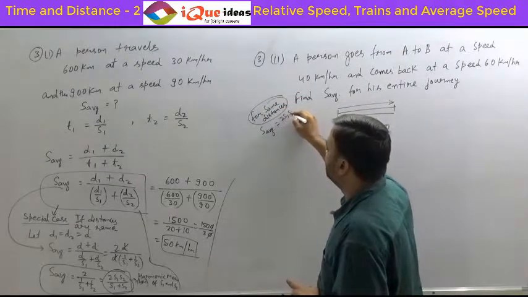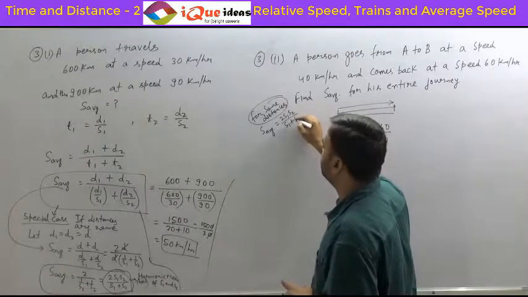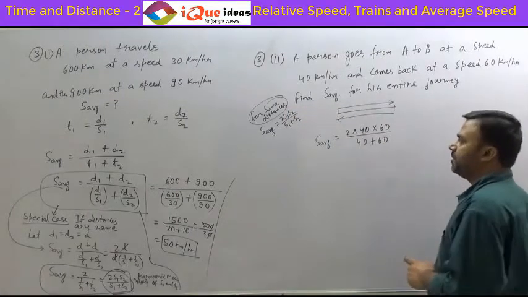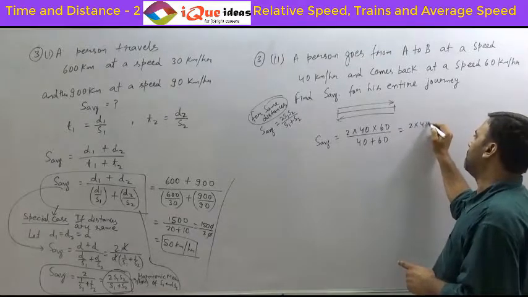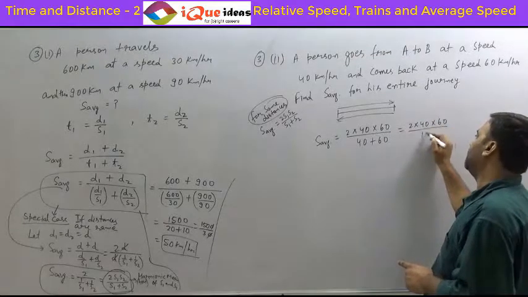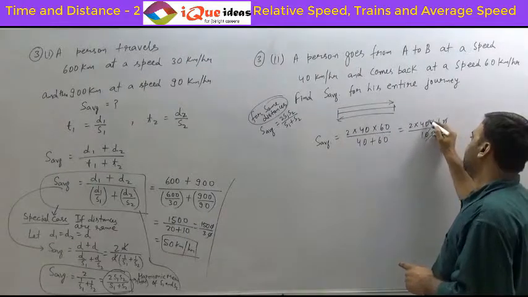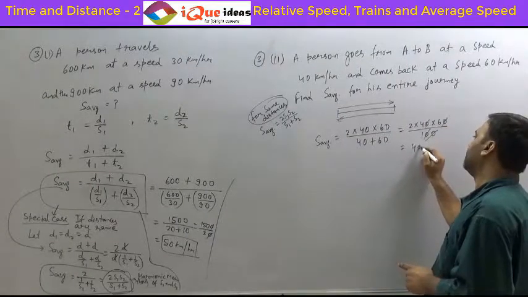It is 2 s1 s2 upon s1 plus s2. So 2 into the product of speeds divided by the sum of speeds. So this will become 2 into 40 into 60 divided by 100. Cancelling zeros, 2 into 4 into 6, that is 48 kilometers per hour.